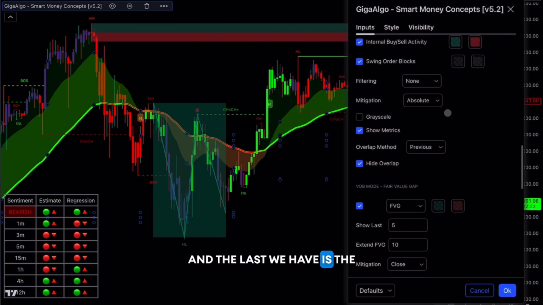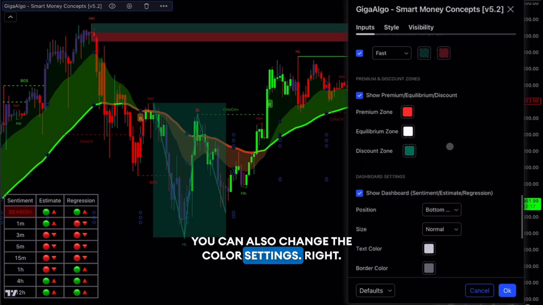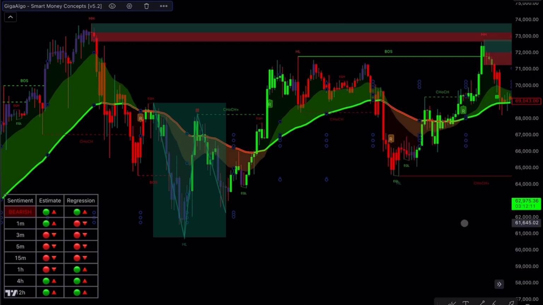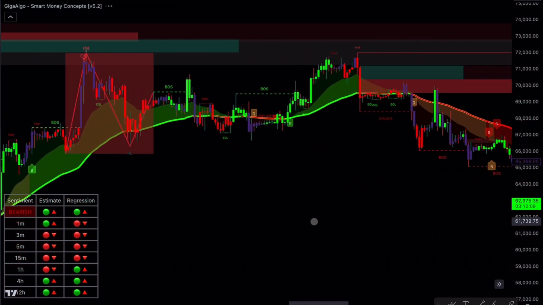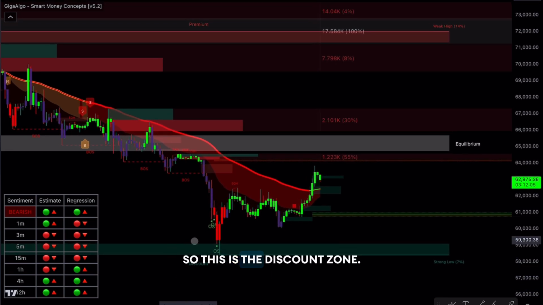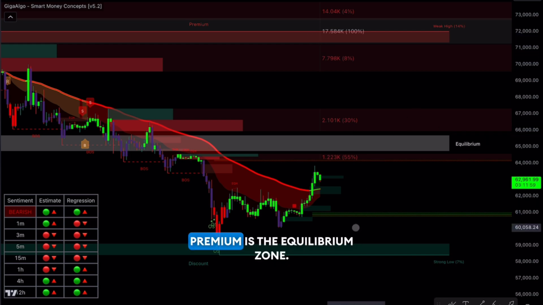And last we have the show premium, equilibrium, and discount zones. You can also change the color settings, right? So next we're going to talk about the dashboard. So this is the discount zone. So this is the premium zone, and the center of discount and premium is the equilibrium zone.